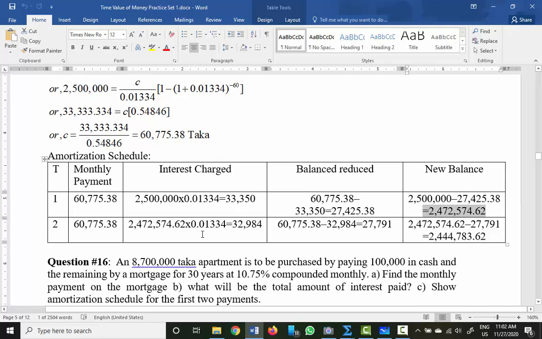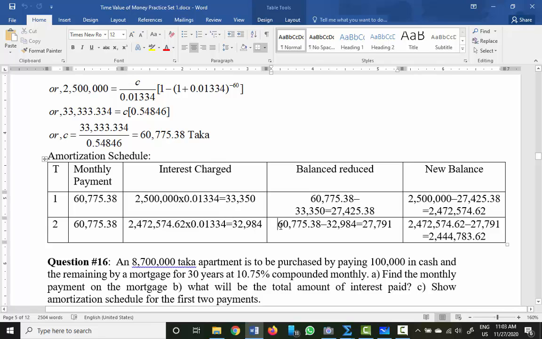So the bank will calculate the interest amount for the second month in the same way. This is the new loan balance for the second month, and this is the monthly interest rate. If you multiply these, you will get 32,984. So this is the monthly interest, the interest amount for the second month.